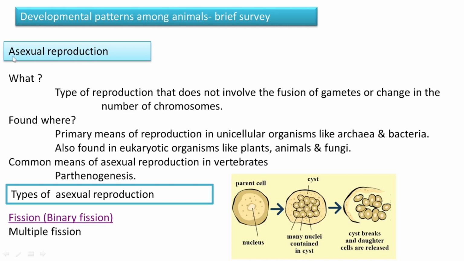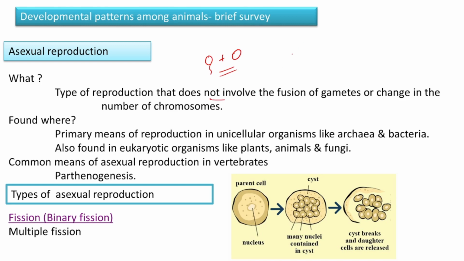Asexual. A means absent. What is absent? Sexual reproduction is absent. Then what is happening in asexual reproduction? First, we are going to see its definition. It is a type of reproduction that does not involve the fusion of gametes. We know that sexual reproduction requires the fusion of sperm with the egg. That type of fusion is not happening in asexual reproduction.